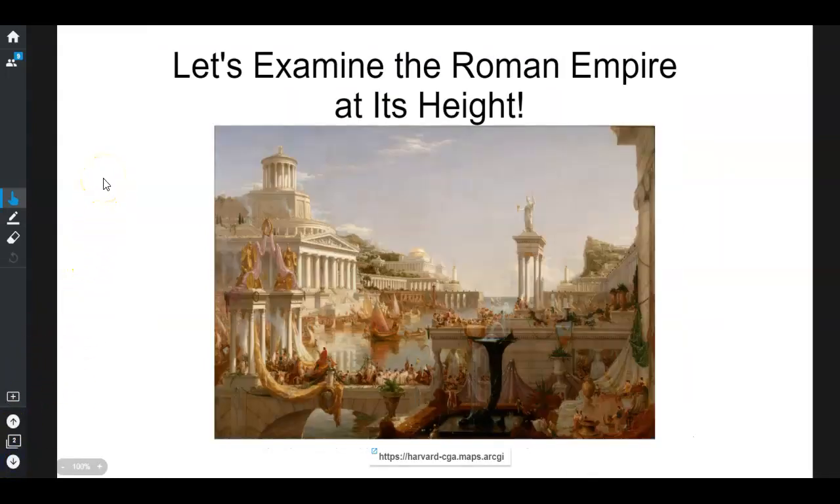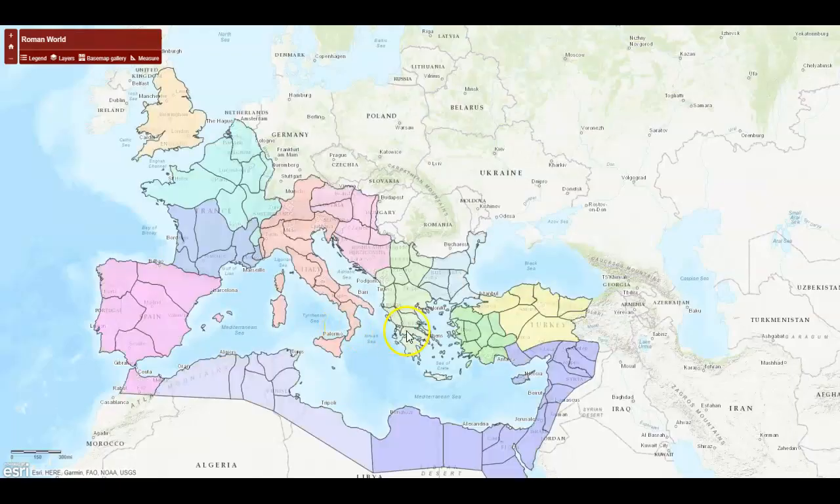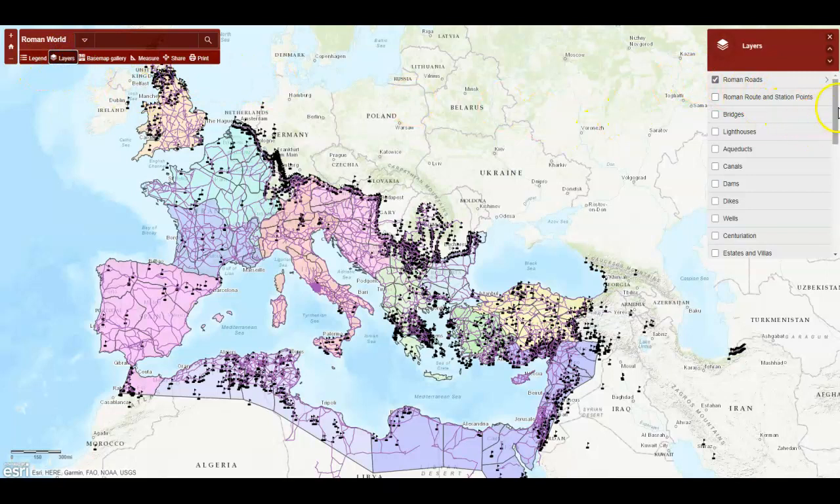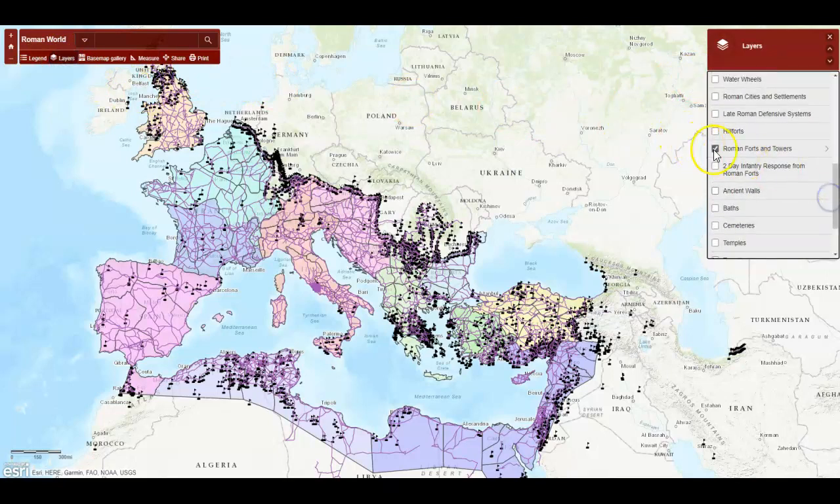So before we can talk about the fall of the Roman Empire, we need to know a little bit about what the Roman Empire was like at its height and what types of things the Roman Empire and its government provided for its people, so that we can talk about what is now missing for those people when the empire collapses. So we're going to look at an interactive map created by Harvard University, which really shows us the extent of the Roman Empire at its height.